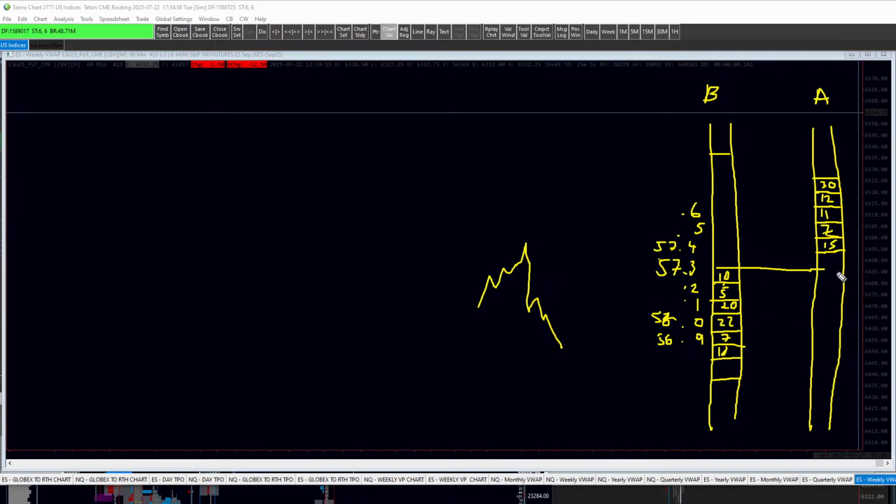That is what causes price to go like this: aggressive participants. Passive orders do not move the market. You could have 600 limit orders up here, it does not matter. It's not going to move price, right? So it's very important to realize that.